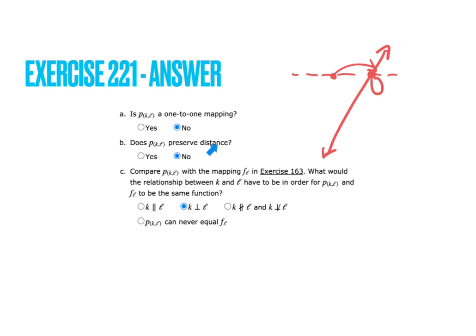Does it preserve distance? Absolutely not. Look at these points here. This guy and this guy. There's a distance between them. When I map them, there is no distance between them, so it does not preserve distance. Then I'm asked to compare P of K comma L with the mapping F of L in exercise 163. What would the relationship between K and L have to be in order for them to be the same function? So that is that perpendicular projection that I was referring to earlier. So in order for them to be the same function, K would have to be perpendicular to L.